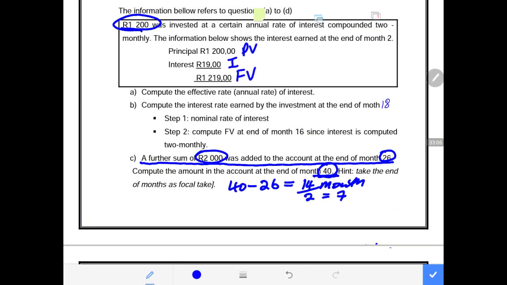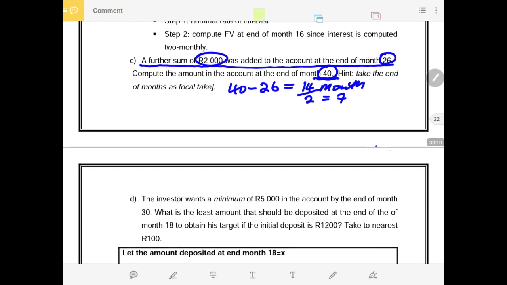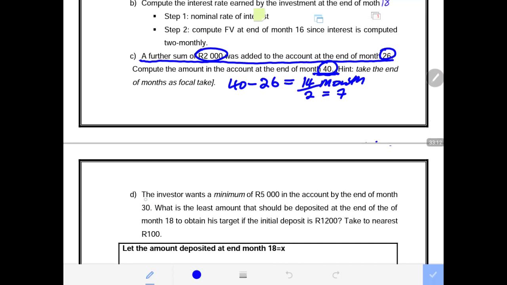Then we go to requirement number D. Requirement number D says that the investor wants a minimum of 5,000 in the account by the end of month 30.